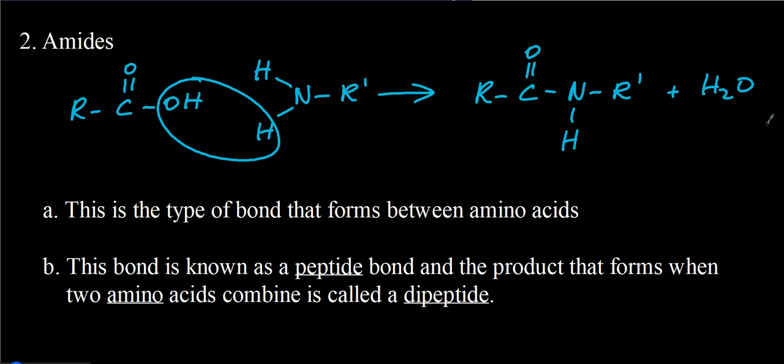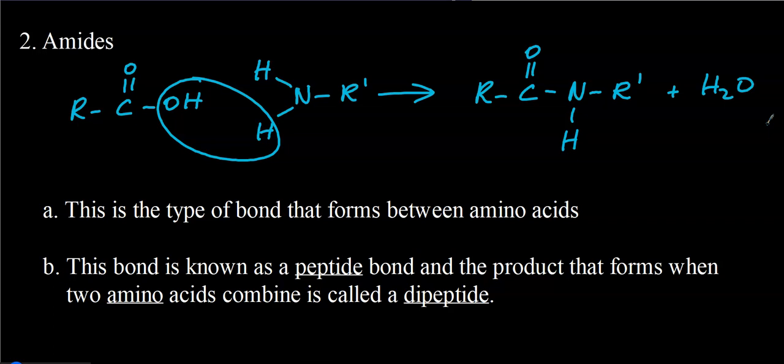So this type of bond is what forms between amino acids in a polypeptide. So this bond is known as a peptide bond. And the product that forms between two amino acids is called a dipeptide. If you had a bunch of amino acids bonded to each other in this way, we would call that a polypeptide. So just some additional information put into context where we see the formation of these bonds.